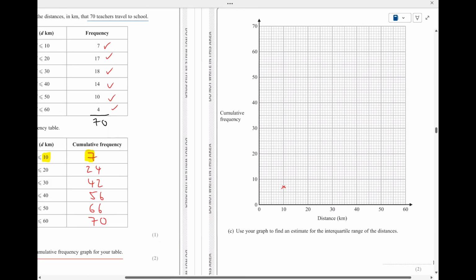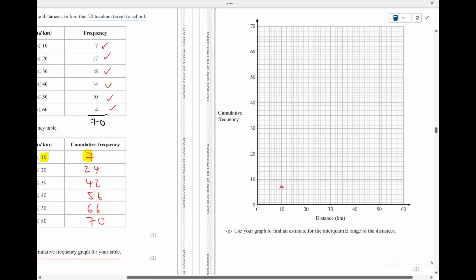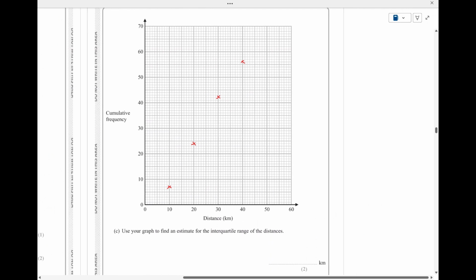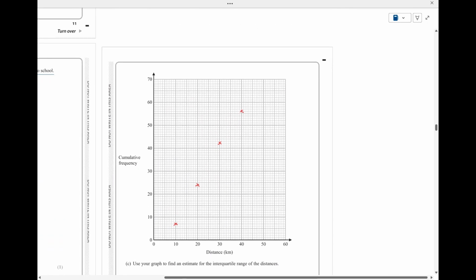1 square on the y-axis is 1 teacher. Then 24 teachers travel up to 20 kilometres. 42 teachers travel up to 30 kilometres. 56. Okay, I'm getting the idea of this now. Just don't mess it up because it should be easy marks, I hope. And then 66. And then 70 travel there.